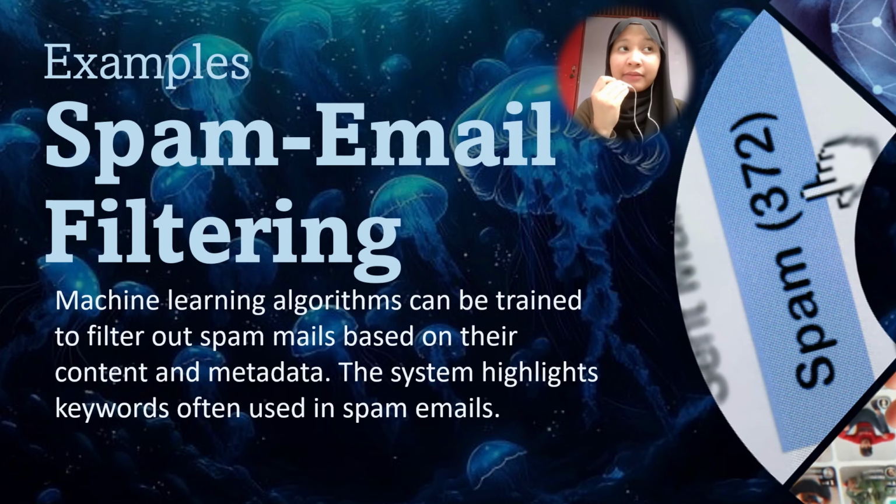Lastly, another example of machine learning is spam email filtering. Machine learning systems can identify keywords and also patterns from the metadata that they have in the catalog to identify which emails are most likely spam and which emails are not.